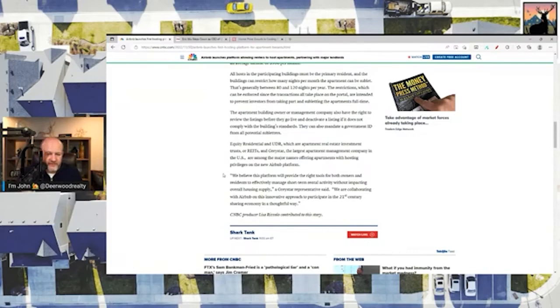We believe this platform will provide the right tools for both owners and residents to effectively manage short-term rental activity. Good. Without impacting overall housing supply, we are collaborating with Airbnb on this innovative approach to participate in the 21st century sharing economy in a thoughtful way.